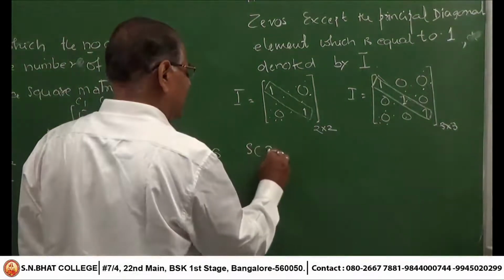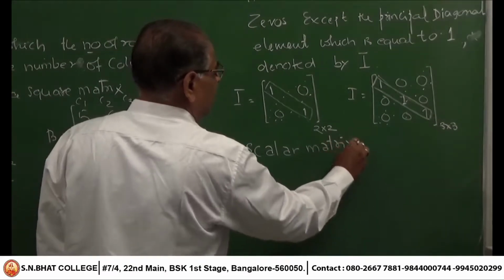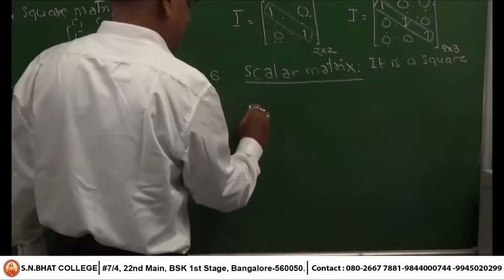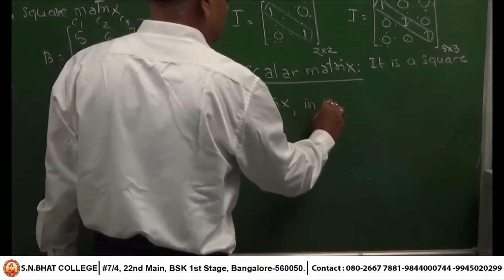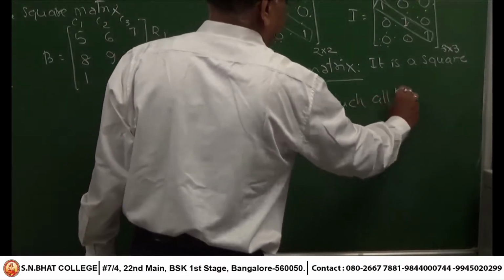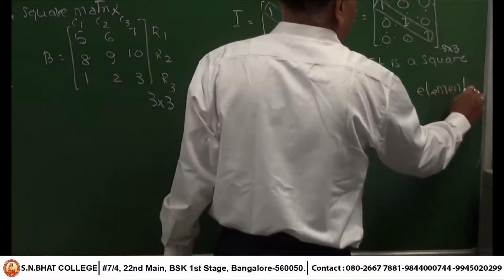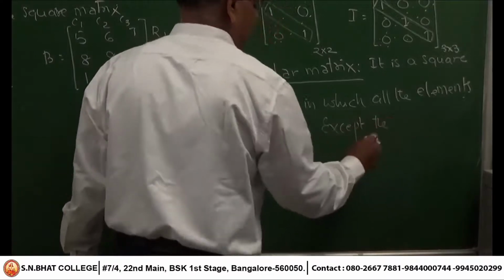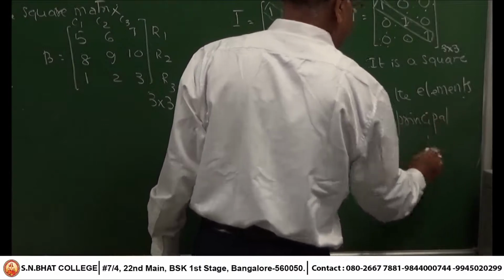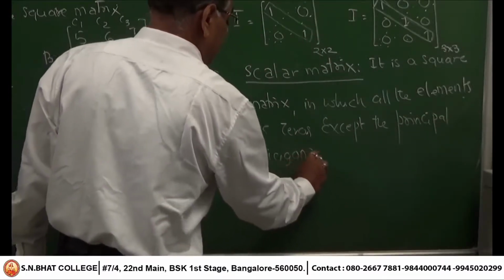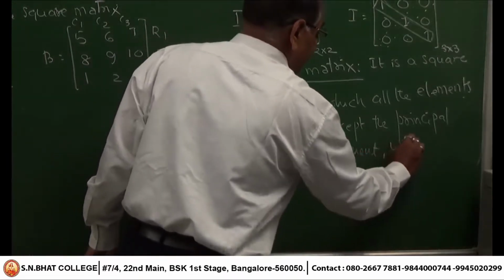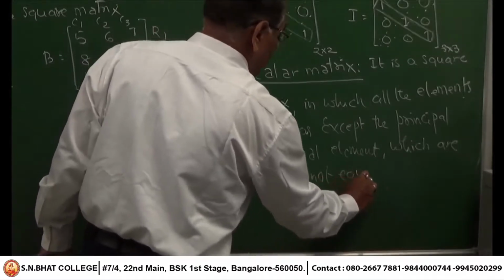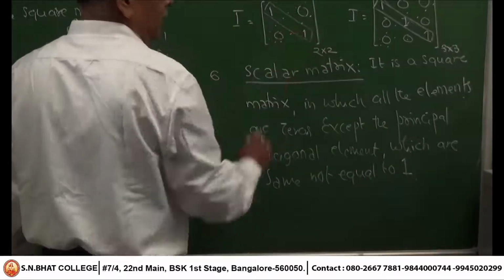Next one, sixth one, is scalar matrix. It is a square matrix in which all the elements are 0 except the principal diagonal element, which are same, not equal to 1. If it is equal to 1, then it becomes an identity matrix.